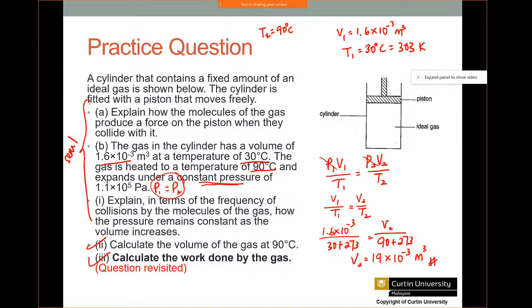And now calculate the work done by the gas. Our work done is equal to pressure times the change in volume. Since pressure is constant, it is 1.1 times 10 to the power of 5. Change in volume will be the final volume minus the initial 1.6 times 10 to the power of negative 3. So it will be 33 joule.